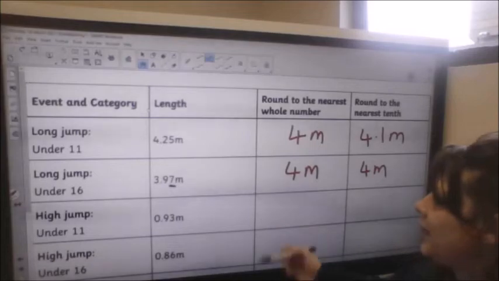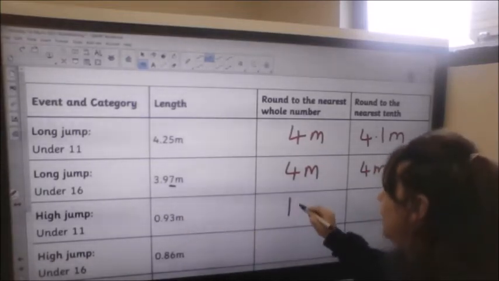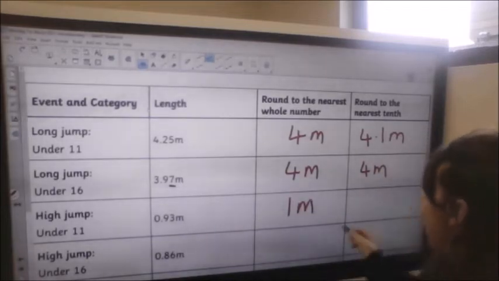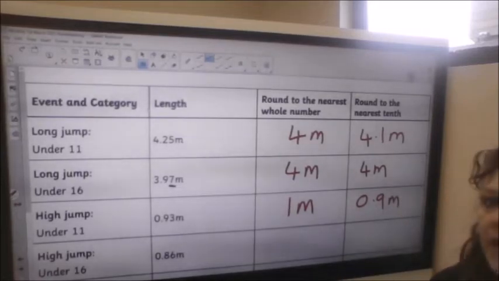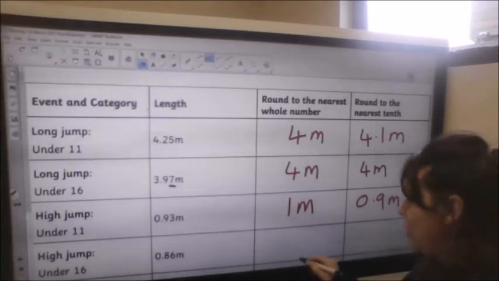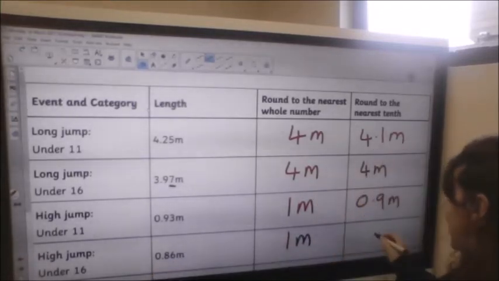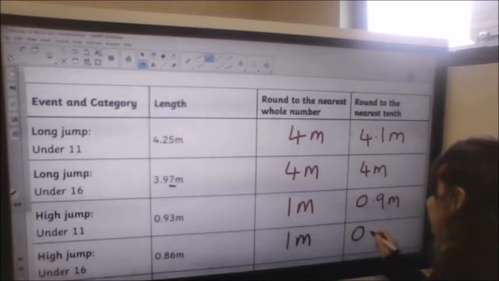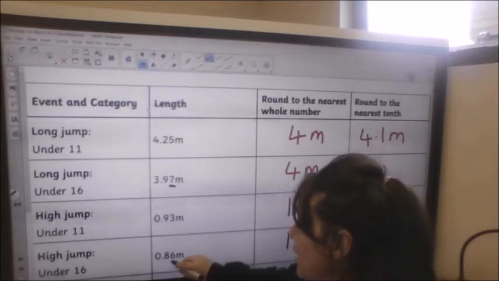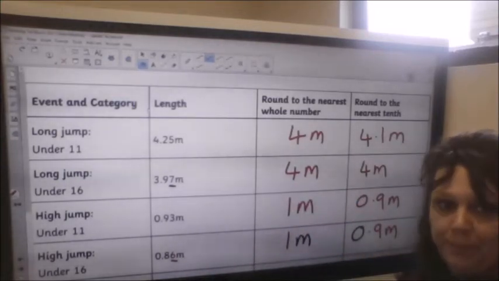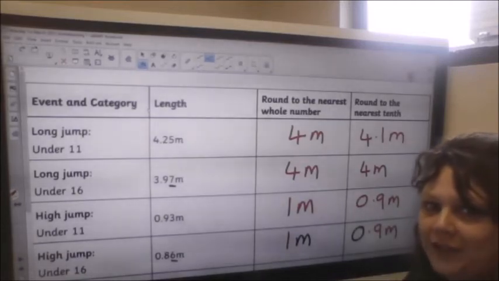Then we've got 0.93 meters. Well, we're going to round that to 1 meter. And then it stays as 0.9 meters to the nearest tenth. And then finally, you should have got 1 meter there because we're rounding up. And then we've got 0.9 meters again for the nearest tenth, because that was a 6, so it needs to go up. Hopefully you've got all of those right too.